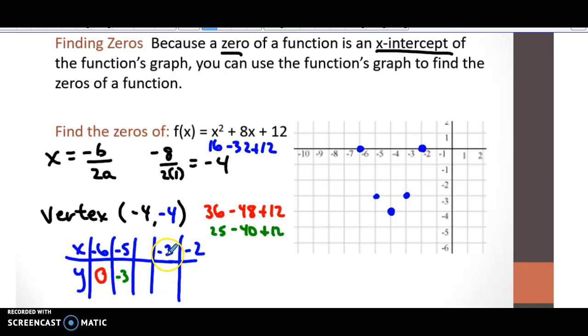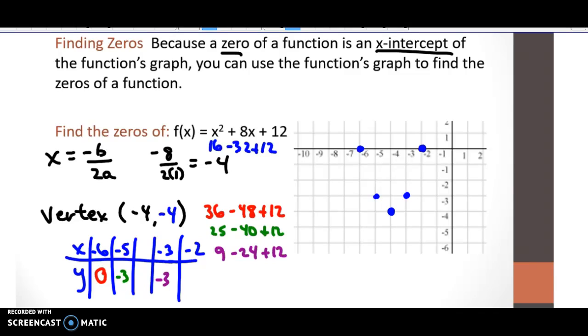Let's double check it. If I put negative 3 into my equation, 3 squared is 9, minus 24, plus 12, because negative 3 times 8 is 24. So 9 minus 24 is negative 15. Negative 15 plus 12 is negative 3. And it looks like we have plotted correctly.